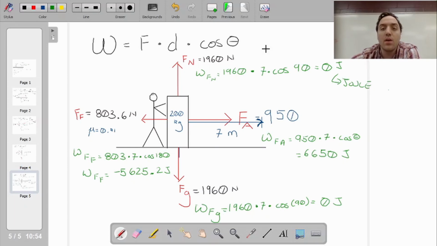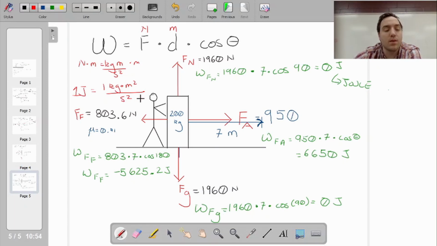A joule is a derived unit, much like a Newton, because we have a Newton here times a distance, which would be in meters. Cosine of an angle is dimensionless, so this will have no unit. So we have a Newton times meter. Well, a Newton is a kilogram meter per second squared times a meter. Multiply these together, and we find that 1 joule equals 1 kilogram times meter squared per second squared.